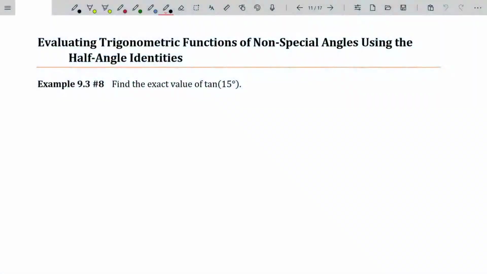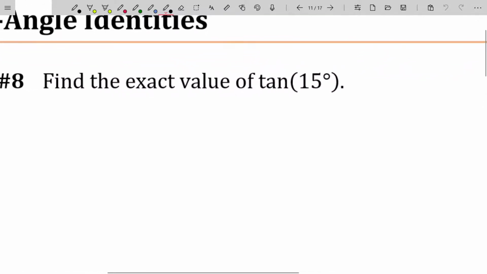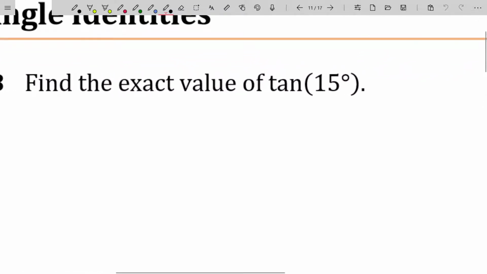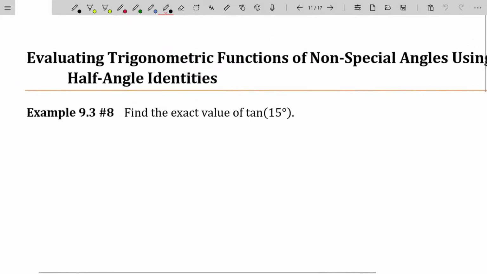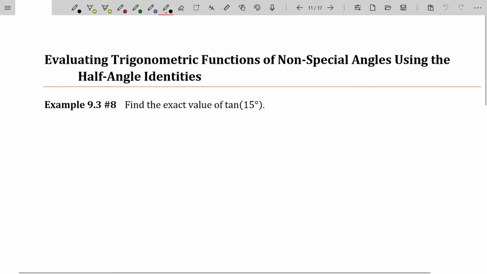Hello, my name is Roy Simpson, professor of mathematics at Cosumnes River College in Sacramento, California. In this video, we're going to continue our conversation about half-angle identities in trigonometry, and we're going to focus quite a bit on finding the exact value of weird angles that we've never been able to evaluate before, like in this case, the tangent of 15 degrees. That's why this is called evaluating trigonometric functions of non-special angles using the half-angle identities.